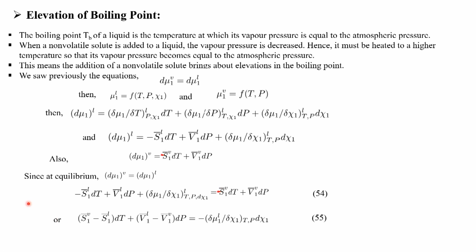At equilibrium, since d mu 1 in the vapor phase equals d mu 1 in the liquid phase, we equate these two equations and get this expression. Now if we take the entropy term to this side and rearrange, we arrive at this expression: S1V minus S1L dT plus V1L minus V1V dP equals minus del mu1 L by del x1 at constant T and P times dx1.